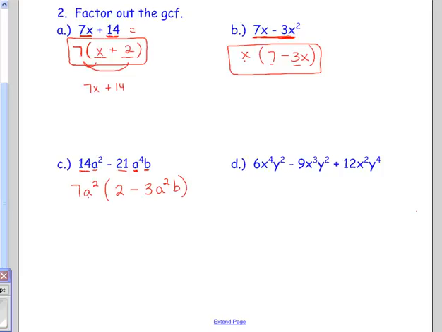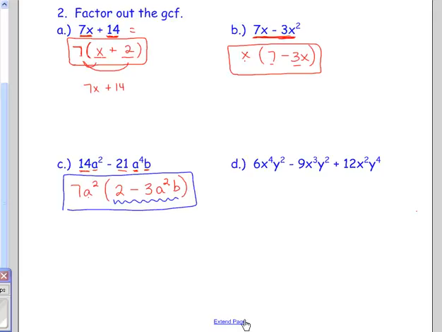Always, when you factor out a greatest common factor, you want to make sure that whatever polynomial is left here does not still have something in common. If it still has something in common, it means you did not factor out the correct GCF. Okay, let's look at D.